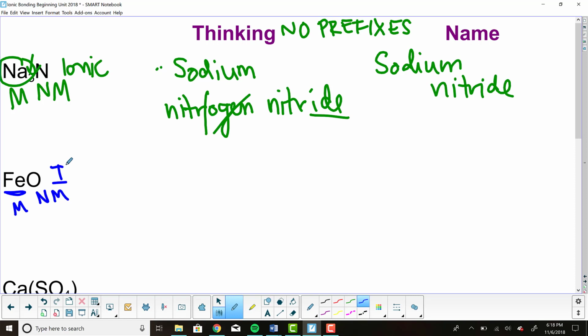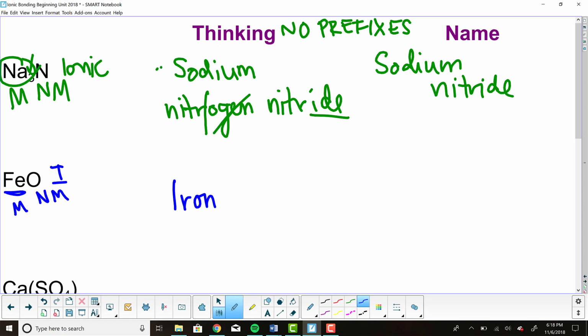Then we follow the rules for naming ionic compounds. First, we write the name of the cation, which is iron. You should never guess what the name is. You should find the symbol on your periodic table, and then in that box, it will tell you what the name is. Do not guess. Iron, though, is in the transition metal area. It is a metal that does not have a fixed charge. In fact, it has a variable charge. What that means is that iron can have multiple different charges.